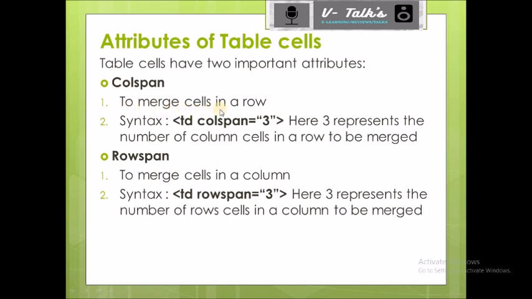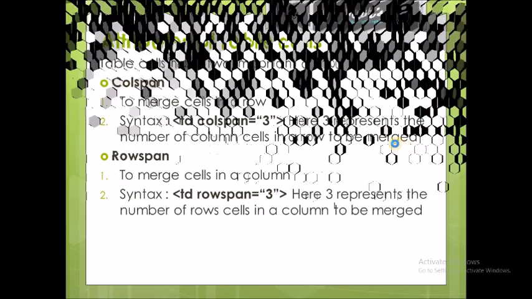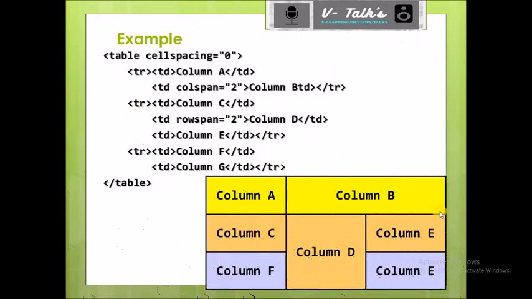Colspan is used to merge cells in a row. For example, this is a table. Here in this table, how many rows do we have? We have a total of 3 rows. How many columns? 3 columns. So we have 3 rows and 3 columns. Even though this is merged as one, this is one column and this is another column.